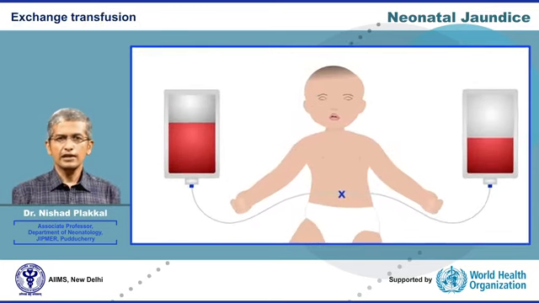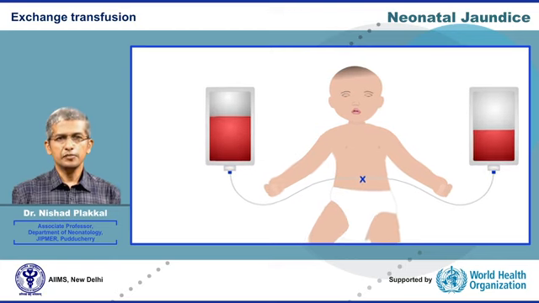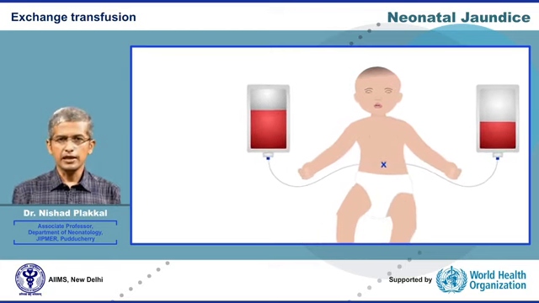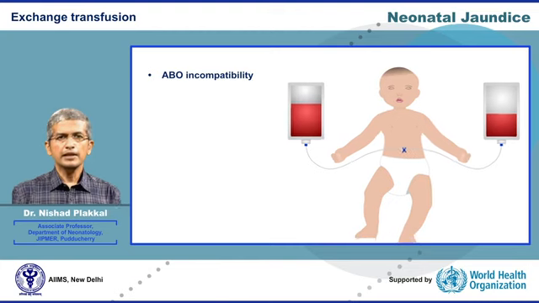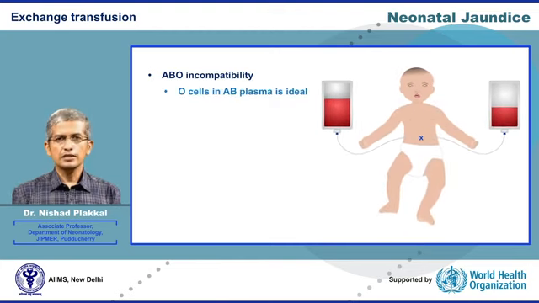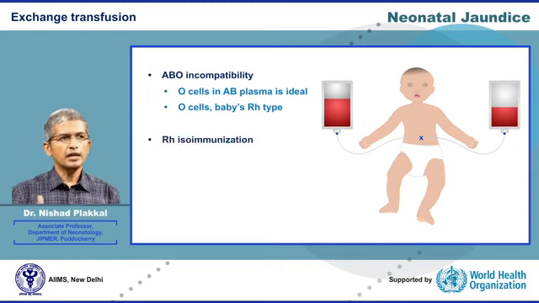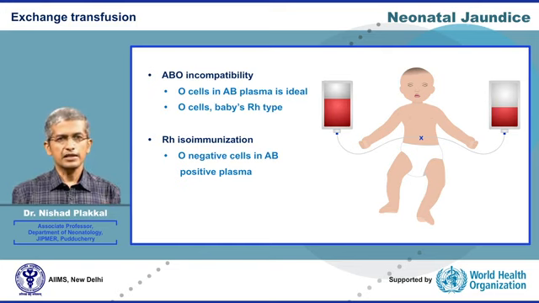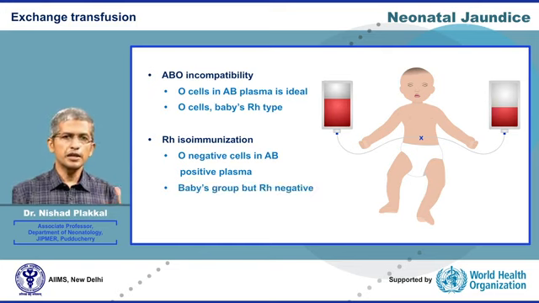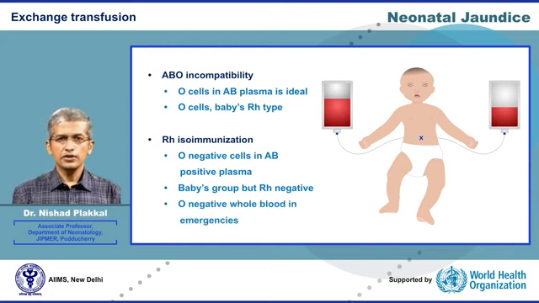If the jaundice is high, or if there are features of bilirubin encephalopathy, exchange transfusion has to be done. For ABO incompatibility, in general, we use O group cells suspended in AB plasma. If whole blood is used, then we usually use O group blood of the baby's Rh type. In Rh incompatibility, on the other hand, we use O negative cells in AB positive plasma. The RBCs can also be of the baby's blood type, but should be Rh negative. O negative whole blood also can be used, but we usually use it in emergencies.